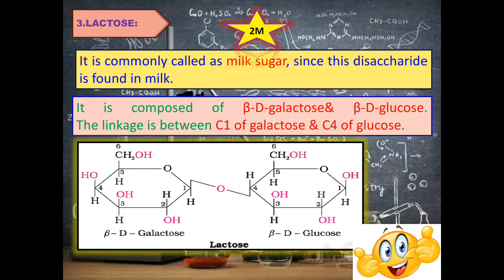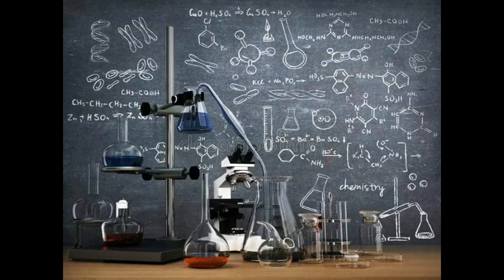The third disaccharide is lactose, which is composed of beta D galactose and beta D plus glucose, wherein the C1 of galactose is linked to C4 of glucose. Again, we come across a C1 C4 glycosidic linkage. Okay, so this much we have discussed in our previous class.